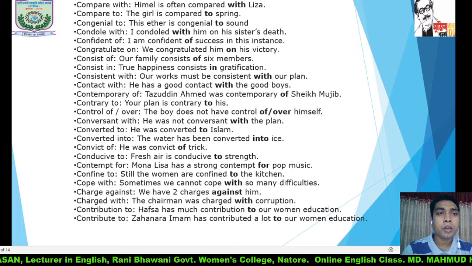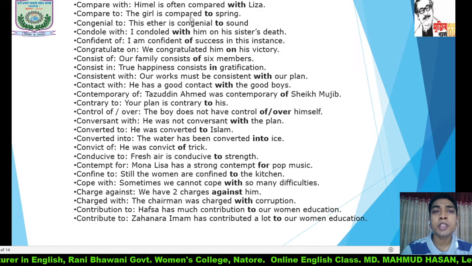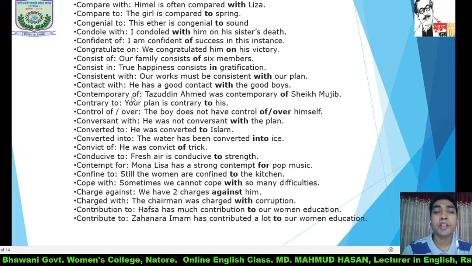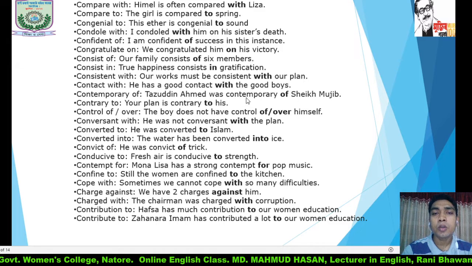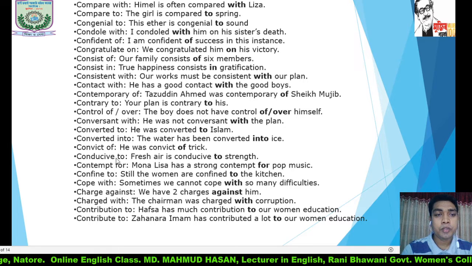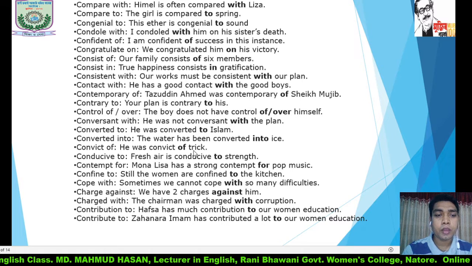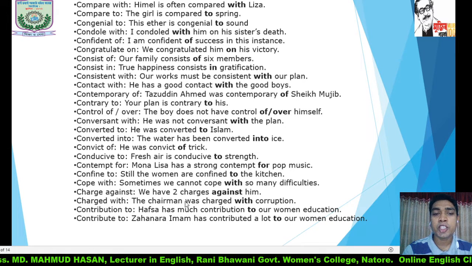Here, compare with: Himail is often compared with Lija. Contemporary of: Tajuddin Ahmed was contemporary of Sheikh Mujib. Convict of: he was convicted of theft. Charged with: the chairman was charged with corruption. Contribute to: Zahanara Imam has contributed a lot to our women's education.